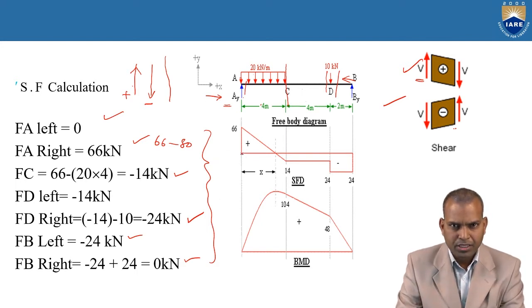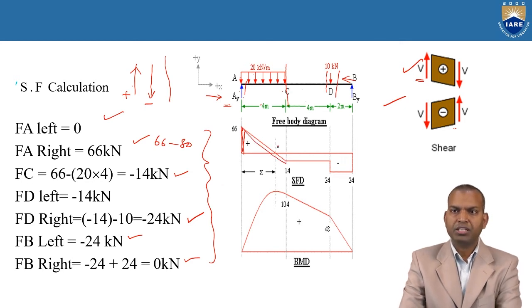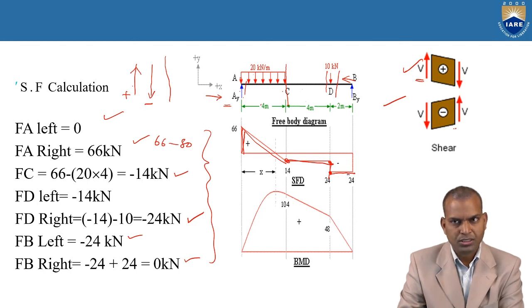At point A, the shear force is a positive 66. But from point A to C, what is acting? UDL. That's why it is varying, a linear inclined straight line. Now at point C, what is happening? It is negative, minus 14. Now up to D it is negative, but at D it is minus 24. Now join it and extend, minus 24, and up to point B, it is minus 24 kilonewtons.